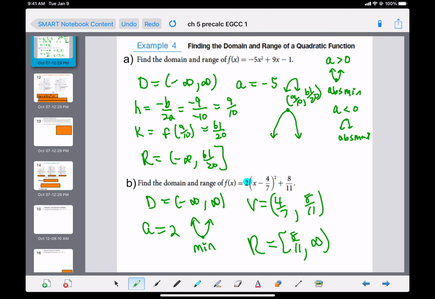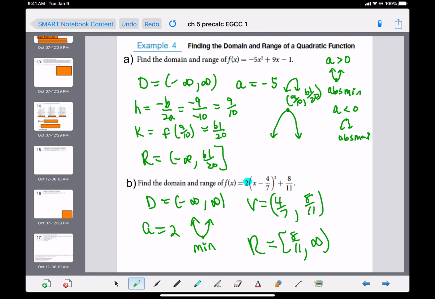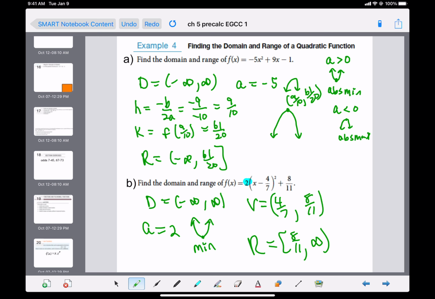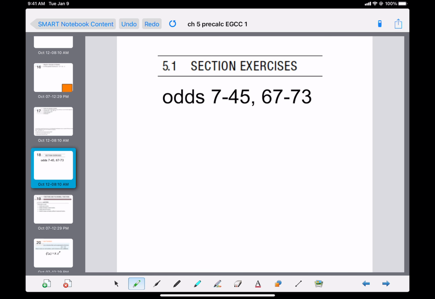Now, we're going to stop here for today. We are going to continue this lesson next time that we're together. This is the assignment that you can get started with. Odds, 7 to 45, 67 to 73. And that textbook that is now in Google Classroom is where you're going to find those problems.